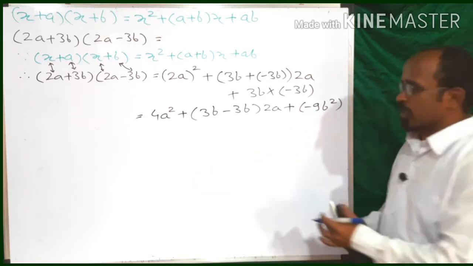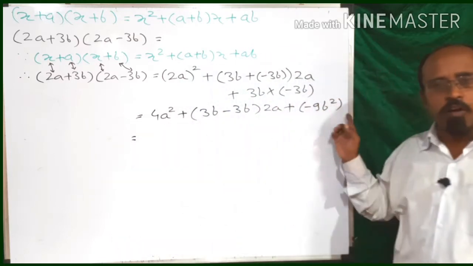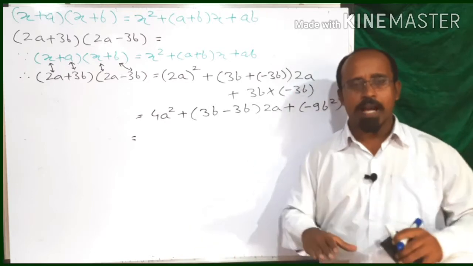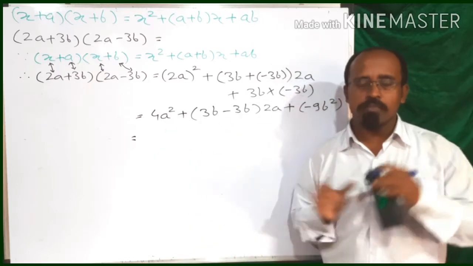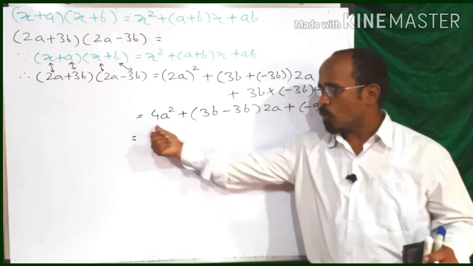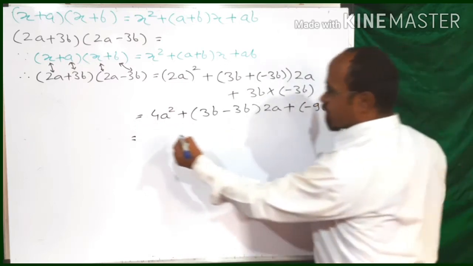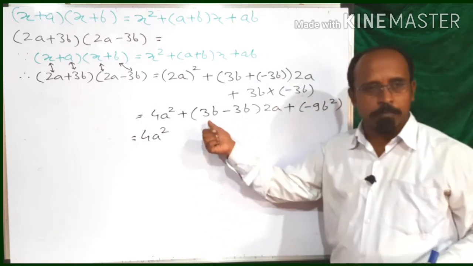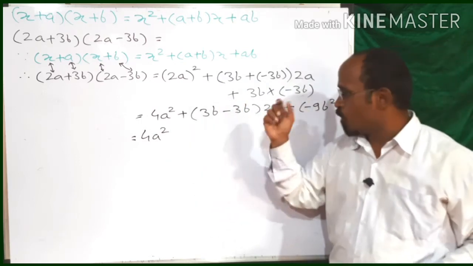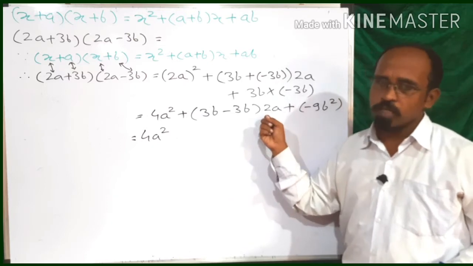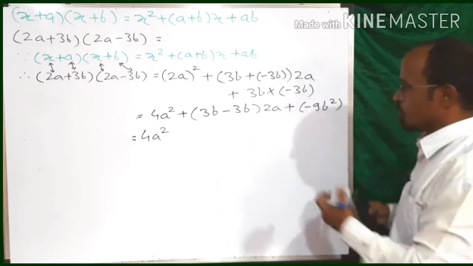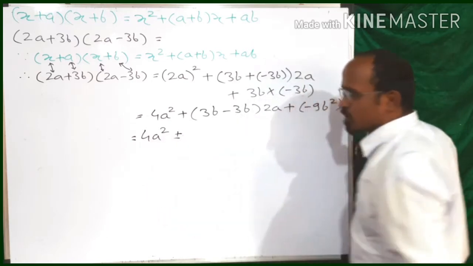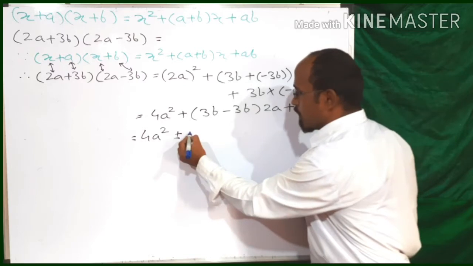Okay. Now once again, are all brackets removed? No. If all brackets are removed and every term is an unlike term, then only we can say it is our final answer. So let's go left to right. 4a square will be as it is. According to BODMAS, we will solve the bracket first. 3b minus 3b is 0. 0 into 2a. 0 multiplied by any number, the answer is 0. So here you can write it or not write it. Writing 0 doesn't matter.